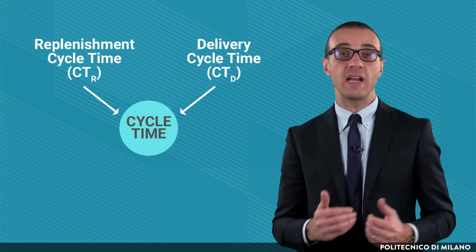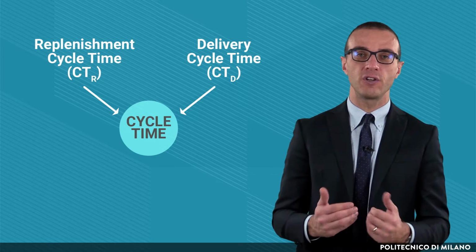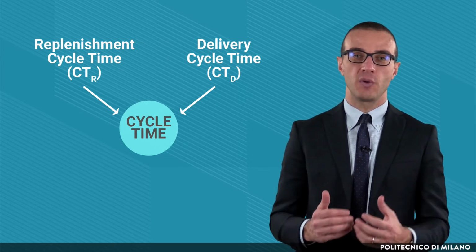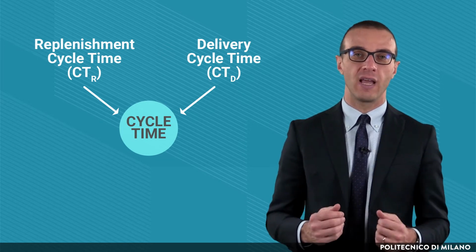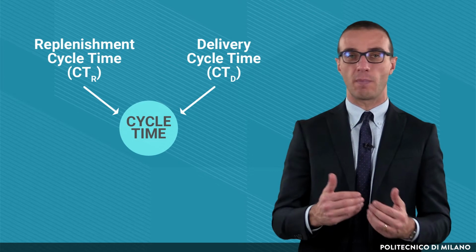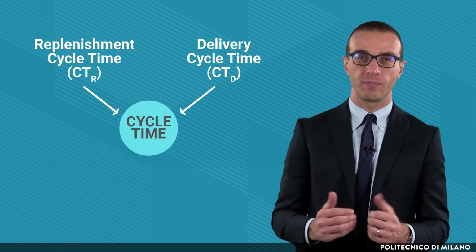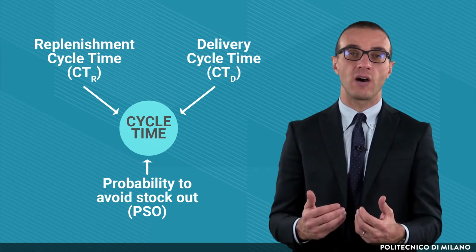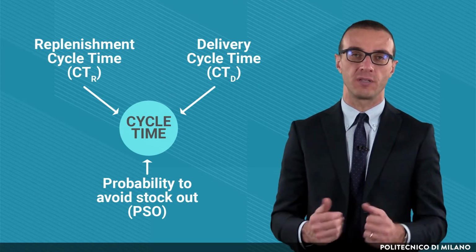Second, the replenishment cycle time. When items are not available, it is the time needed for supplying the missed goods. Therefore, it is a period between the time in which the unavailability is recognized and the delivery of the items supplied or produced to the warehouse. Third, the expected probability to avoid a stock out. Remember that stock out occurs when required items are not available for being delivered.